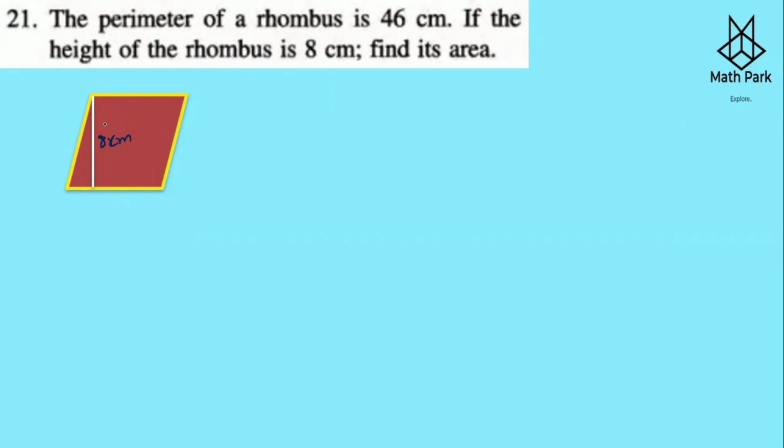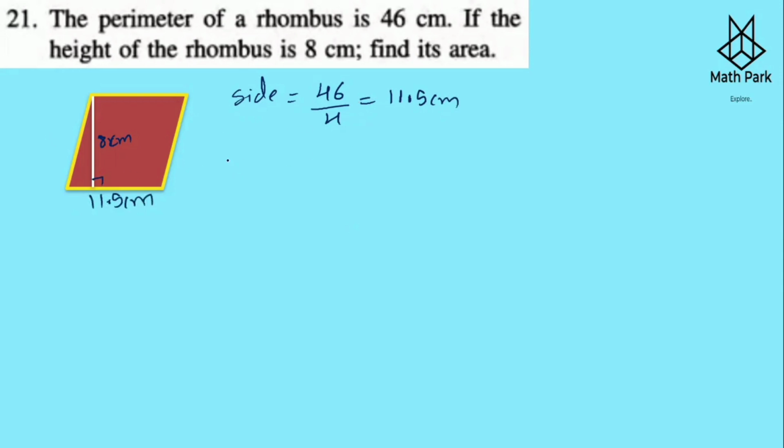So all the sides of a rhombus are equal. So let us find the side of a rhombus. The side of a rhombus is equal to perimeter divided by 4. So 46 divided by 4, we get 11.5 centimeter as the side. So the base becomes 11.5 centimeter now. All the sides are 11.5.